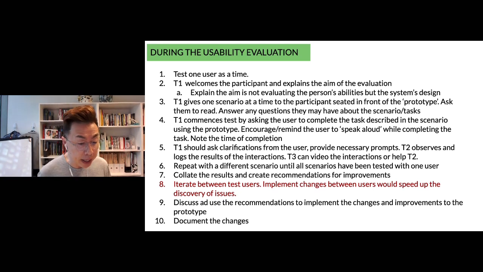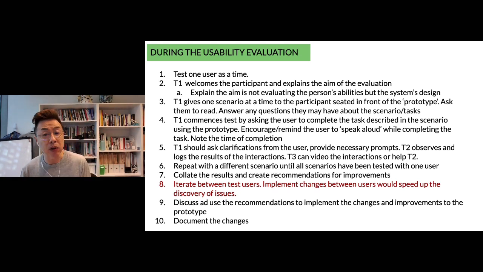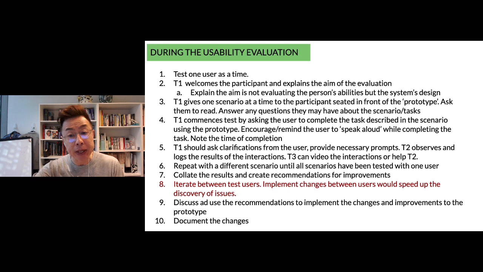Okay. Sometimes they might be quiet, and if a person is struggling, you will not need to intervene. You shouldn't intervene until you can see that they definitely have no way to move forward until something is done. So you might then help them by saying, okay, you need to click that button in order to move forward. So you do one scenario and then you do the next scenario. So repeat with different scenarios until all scenarios have been tested with one user. Then you collate the results.